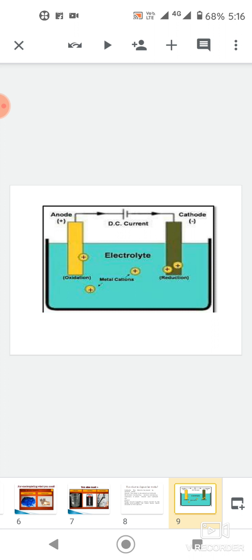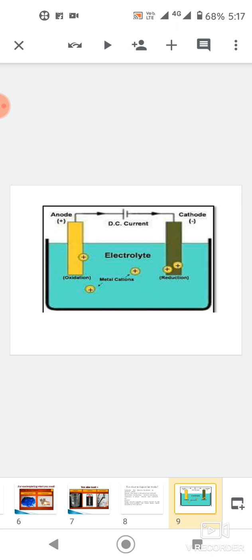And the principle of electroplating, silver plate as shown in the figure: the anode terminal is connected to the oxidation process and the cathode terminal is connected to the reduction process. It is filled with electrolyte, meaning metal cations, and the cathode terminal and anode terminal are connected to the DC current.